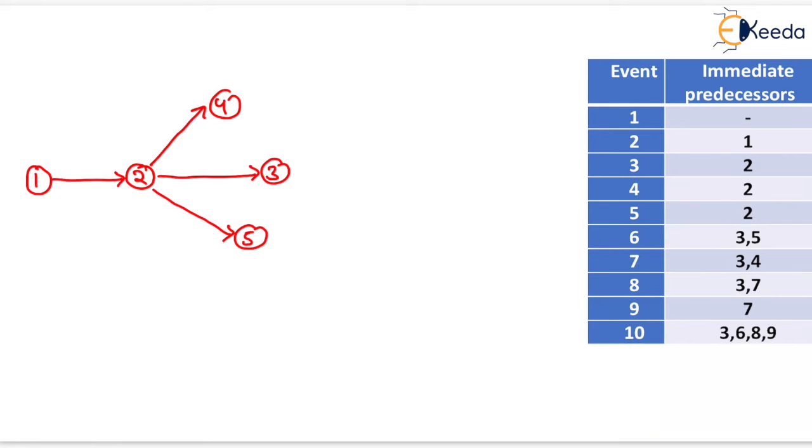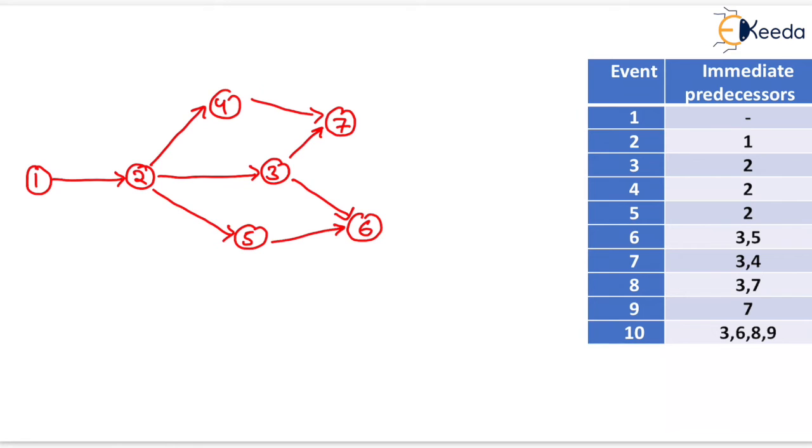Now 6 event is having immediate predecessor as 3 and 5. So here is the 3 and 5 event and this is the event 6. Now 7th event will have immediate predecessor as 3 and 4. So this is the 7th event.